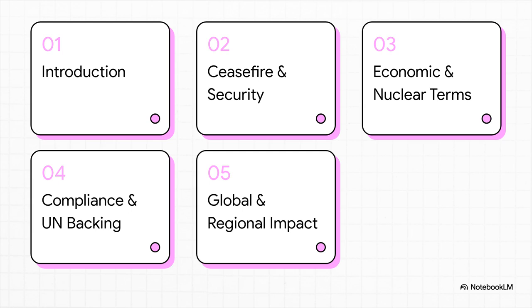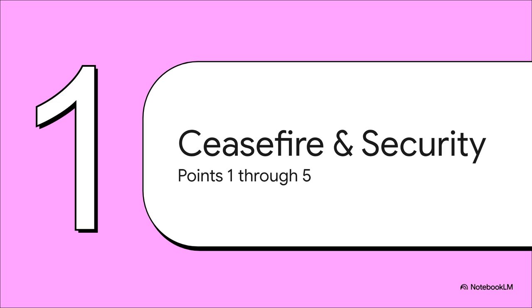We'll start with an introduction to the agreement, followed by ceasefire and maritime security. Next, we'll cover economic relief and nuclear terms, then compliance and UN endorsement, before finally looking at the global and regional impact. Let's start with Chapter 1, Ceasefire and Maritime Security, which covers points 1 through 5 of the agreement.